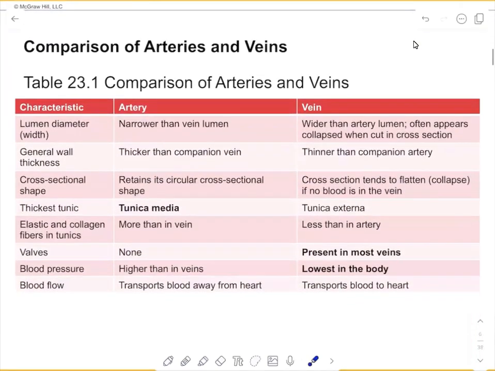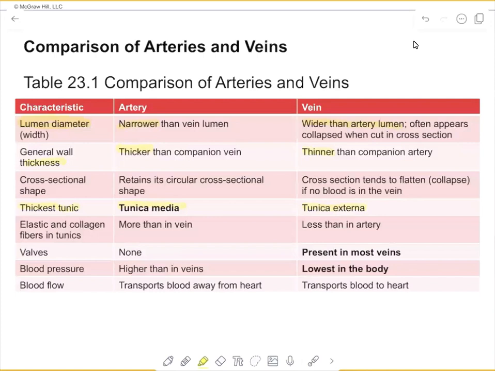So when we compare the arteries and veins, we first notice the difference of the lumen, the width. It's going to be narrower in the artery compared to the vein. So it's wider in the vein compared to the artery. The wall thickness is going to be much thicker in the artery compared to the vein. That's predominantly because of the tunica media, which is the thickest in the artery. The thickest tunic for the vein is the tunica externa.